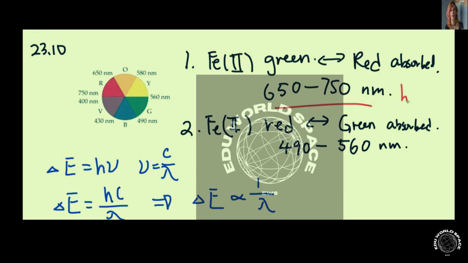So then comparing these two complexes, we can see that the first complex absorbed at a higher wavelength. So that means this will have a lower energy. So the second complex has a strong ligand field, and this has a higher energy compared to the first one.